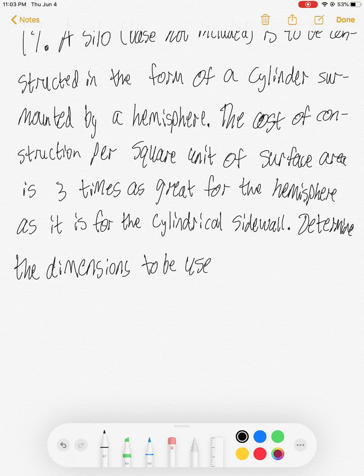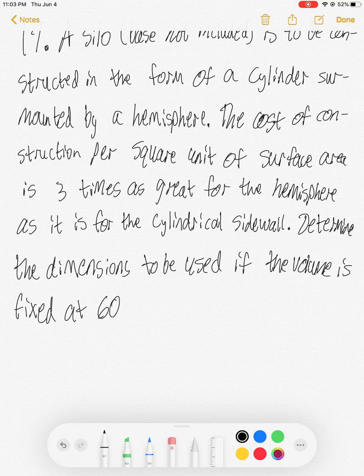Determine, here we go, now we're getting somewhere. So lots of setup here. Determine the dimensions to be used if the volume is fixed. So we know what the volume of our silo is going to be. The volume is fixed at 6,000 cubic units.